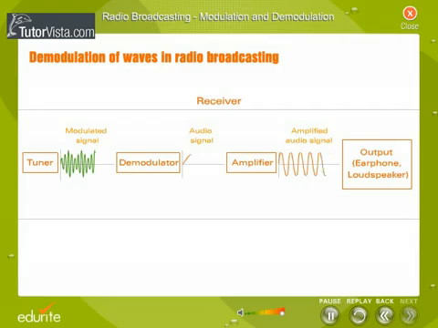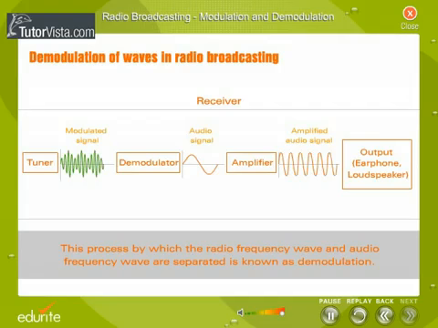Receiving antennas change it back to the form of electrical signals and feed it to a receiver. Here, the audio frequency signals are separated from the carrier wave. This process by which the radio frequency wave and audio frequency wave are separated is known as demodulation.